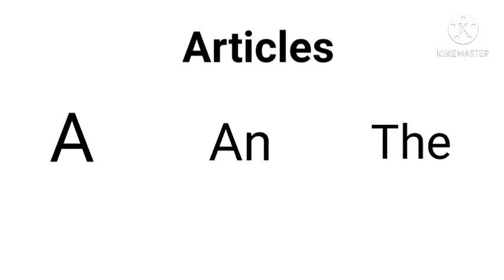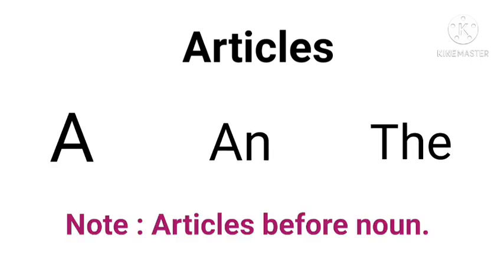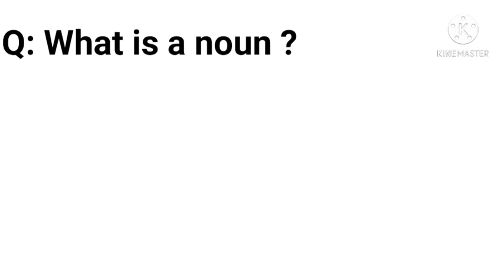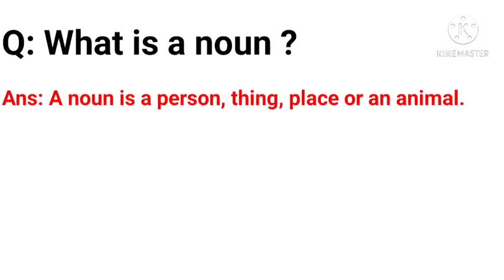Welcome to English class. In this video, you will learn articles a, an, the. We use these articles before a noun. What is a noun? Answer: A noun is a person, thing, place, or an animal.